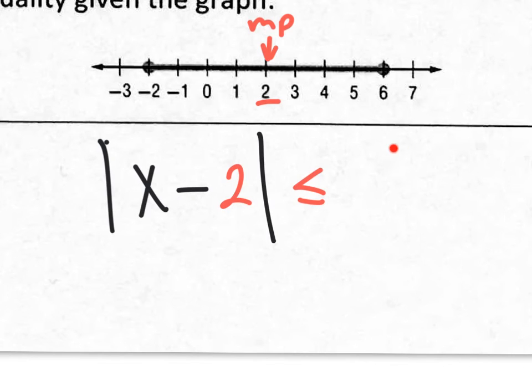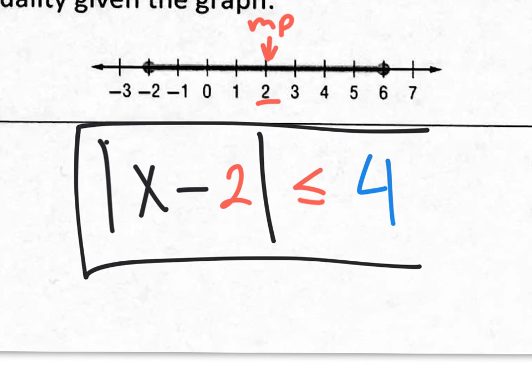And now for the last part of our notes, it's really going to be the number that is the distance from one point to the middle, 1, 2, 3, 4, or 1, 2, 3, 4. Either way, it's 4. So ladies and gentlemen, this is your answer right here. You don't have to change any signs. That's it. Absolute value of x minus 2 is less than or equal to 4. Got it?